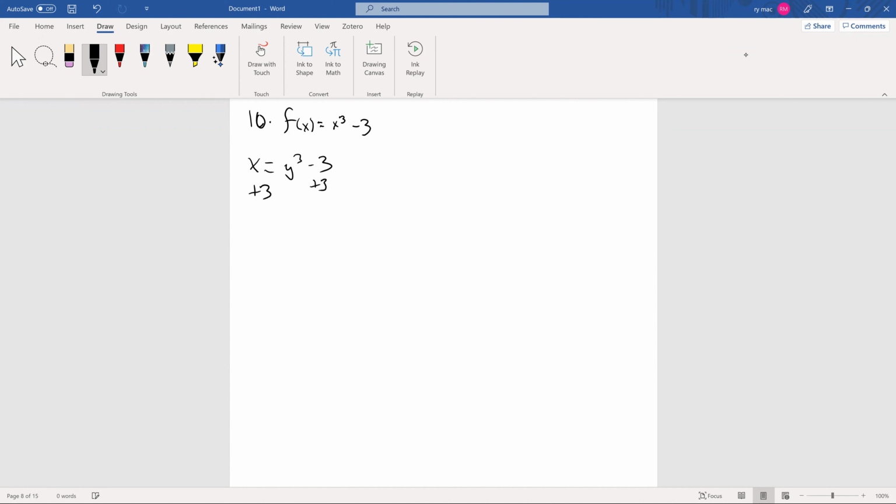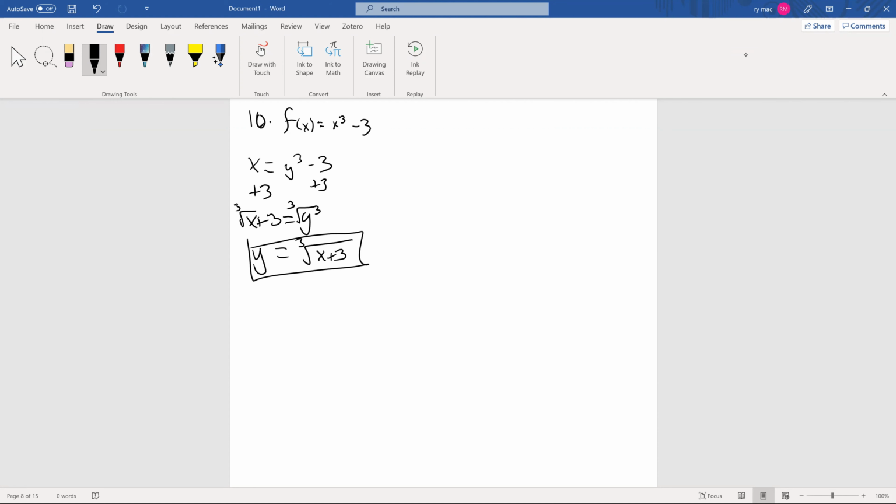Add 3 over, x plus 3 is equal to y cubed. Taking the cube root, we get y is equal to the cube root of x plus 3. So that's your inverse function. Then part B says verify that the equation is correct by showing that f of f inverse of x equals x and f inverse of f of x equals x.